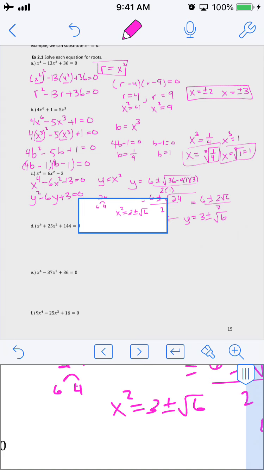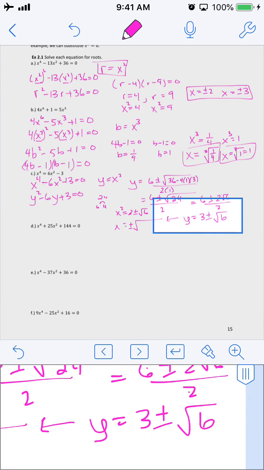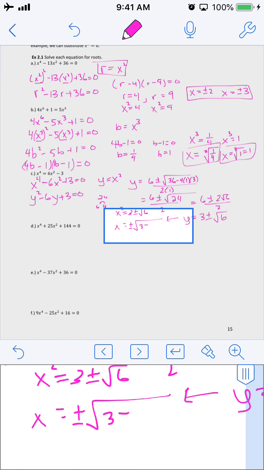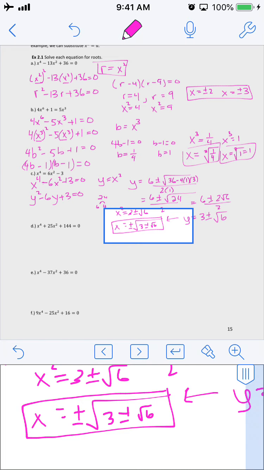How do I solve this? I'm not going to let that right-hand side worry me. I'm just going to square root both sides. Go to plus or minus the square root of 3 plus or minus root 6. And that's how you get your 4 answers. Plus root 3 plus root 6, plus root 3 minus root 6, minus root 3 plus root 6, and minus root 3 minus root 6.